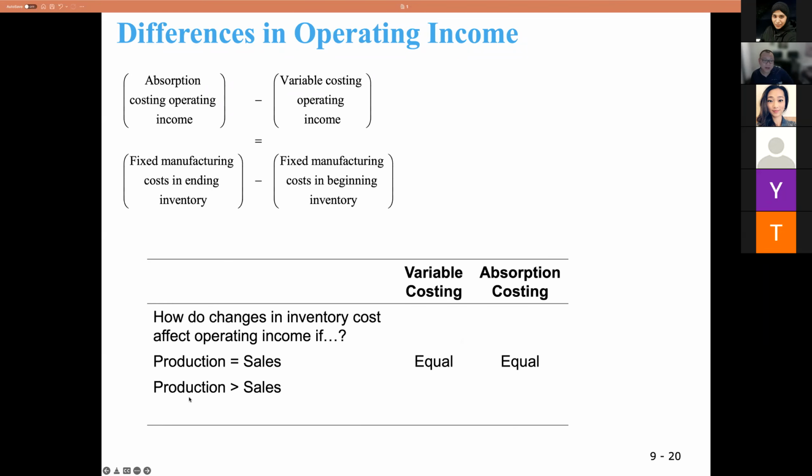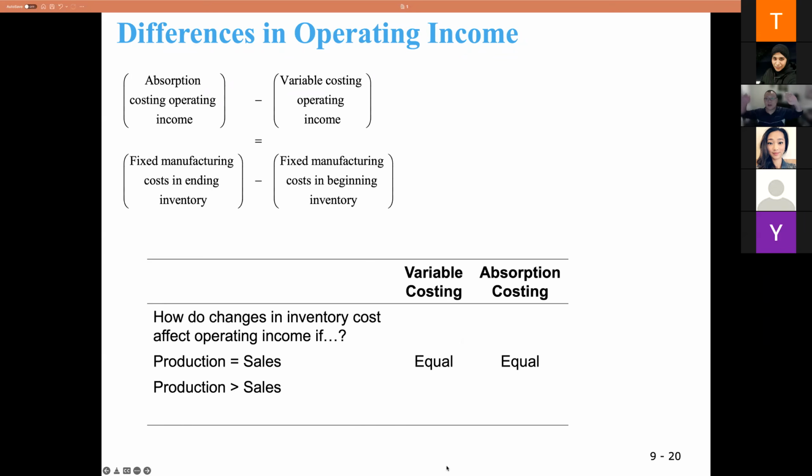Okay, now my question is, what if the production is greater than sales? Which costing is greater? Which income is greater?